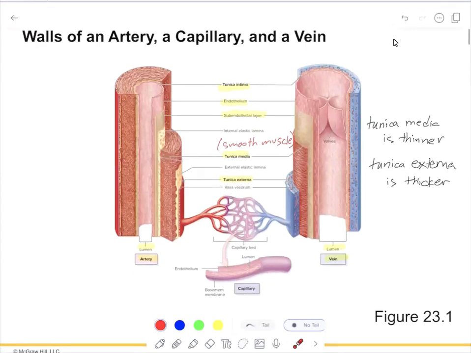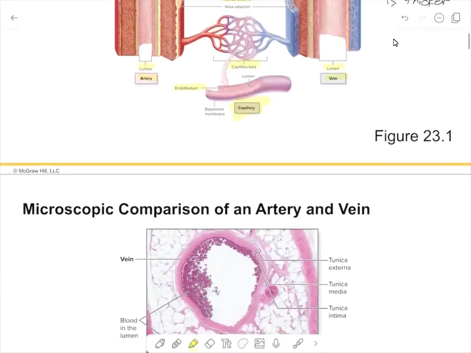The third blood vessel is the capillary, which is responsible for the exchange of gases and nutrients. And it forms a bed, so there are many capillaries that the arteriole from the artery leads into. The capillaries are only going to have that tunica intima, which is the endothelium. So that's an important difference to make sure you know about capillaries.